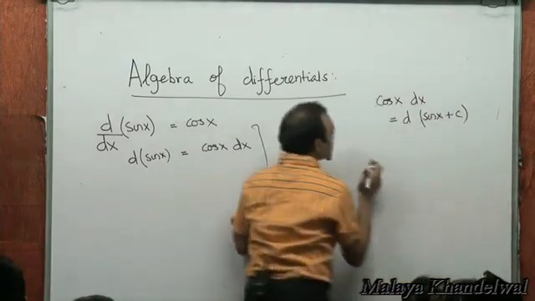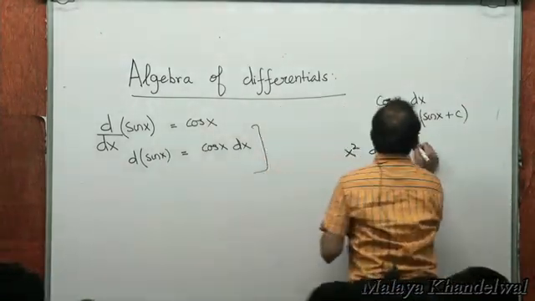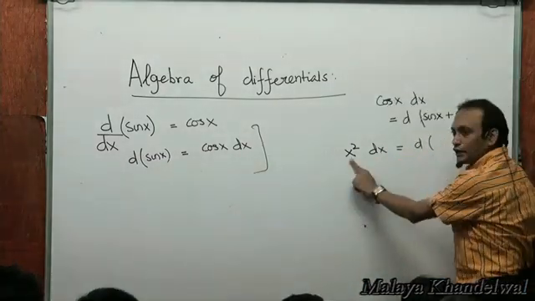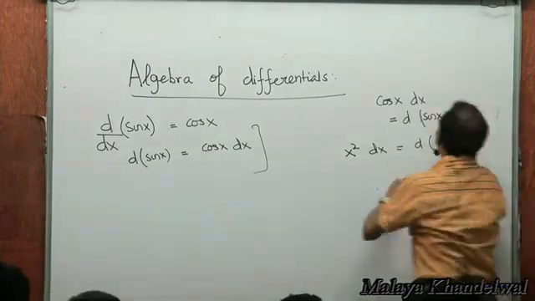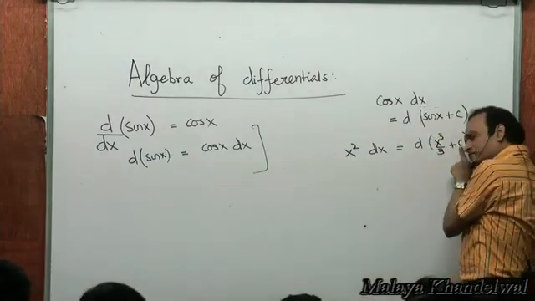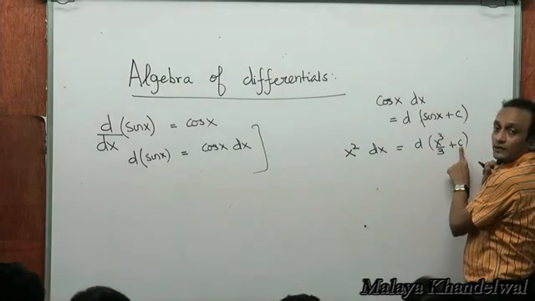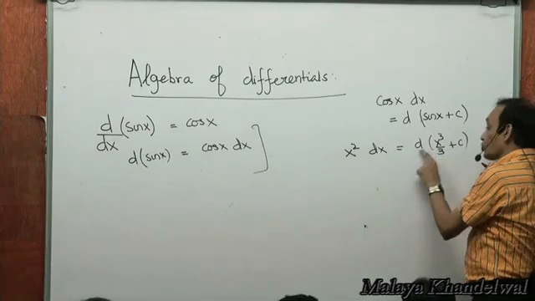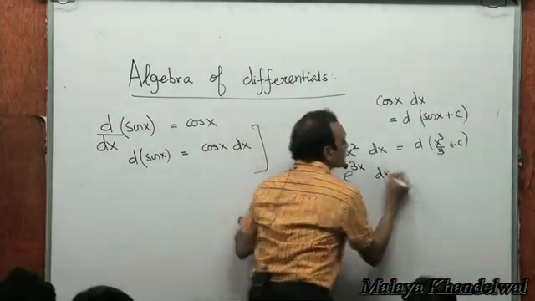Say for example, I had x squared dx and I want to write it as d of something. Then this should be filled up with the integral of this. What is the integral of x squared? x cubed by 3. So this should be x cubed by 3, and plus c is optional. I could have taken as a special case c is 0 based on the situation that I am dealing with, right?